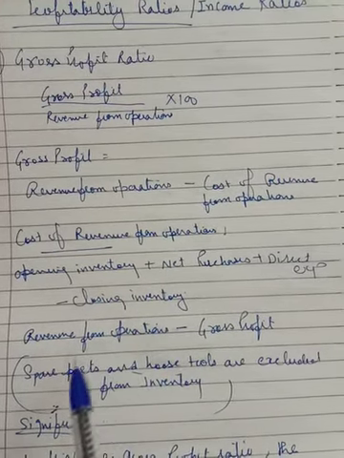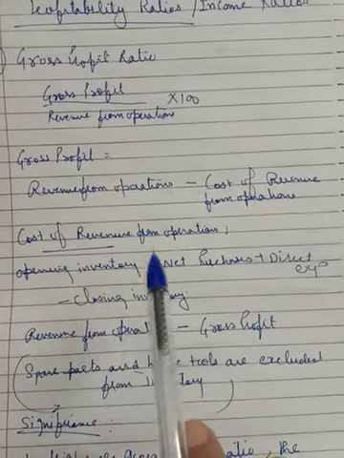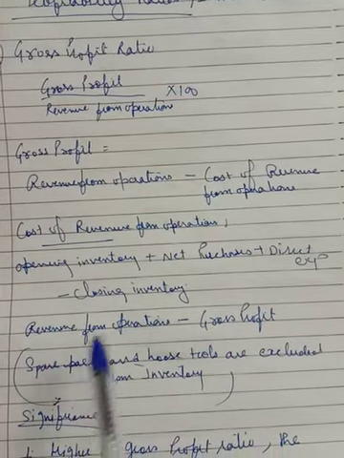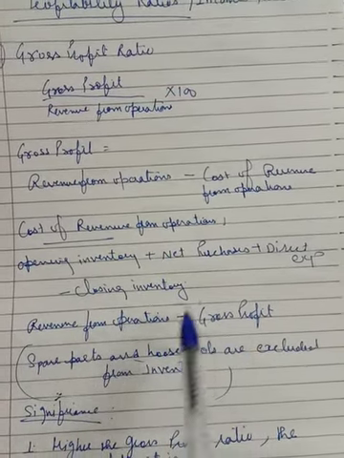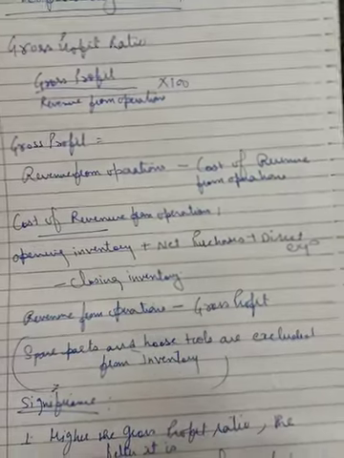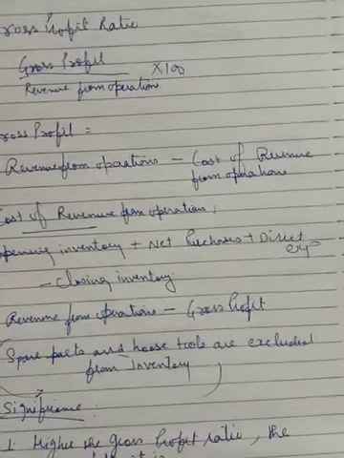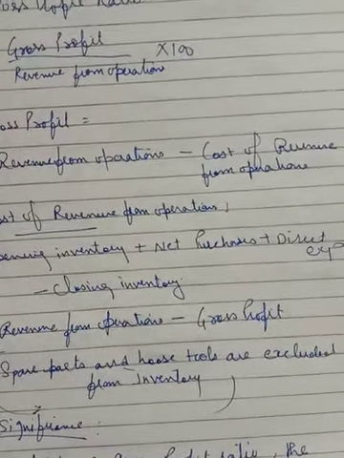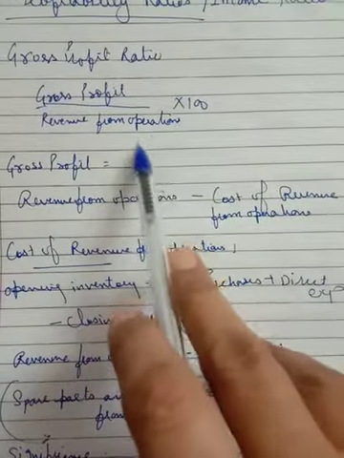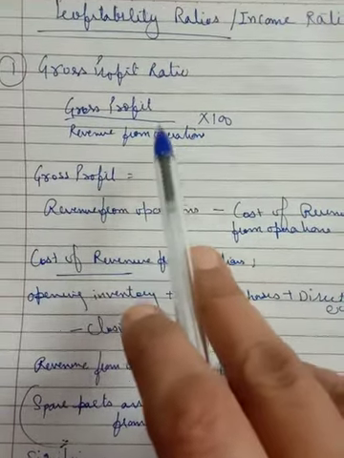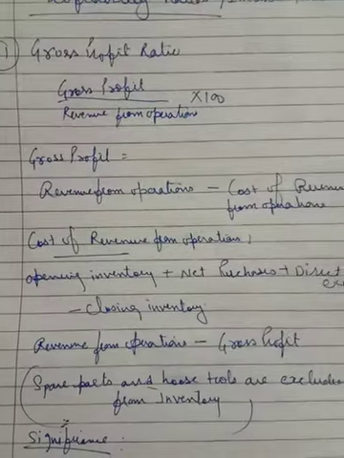And then cost of revenue from operation can also be calculated by deducting gross profit from revenue from operation. Or you can have gross profit in this way, deducting cost of revenue from operation from revenue from operation. So revenue from operation, that is net sale, you need into 100, that will be gross profit ratio. That is in the form of percentage.